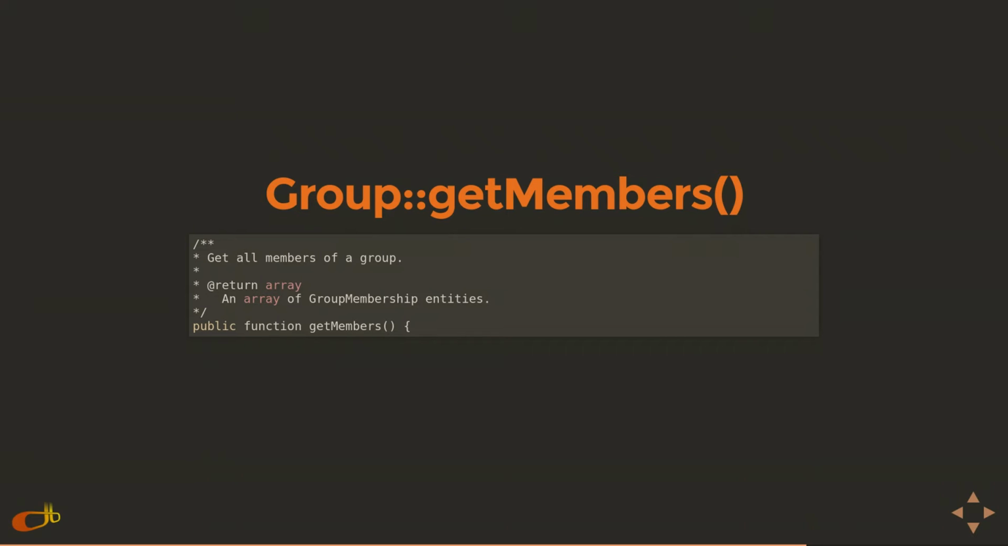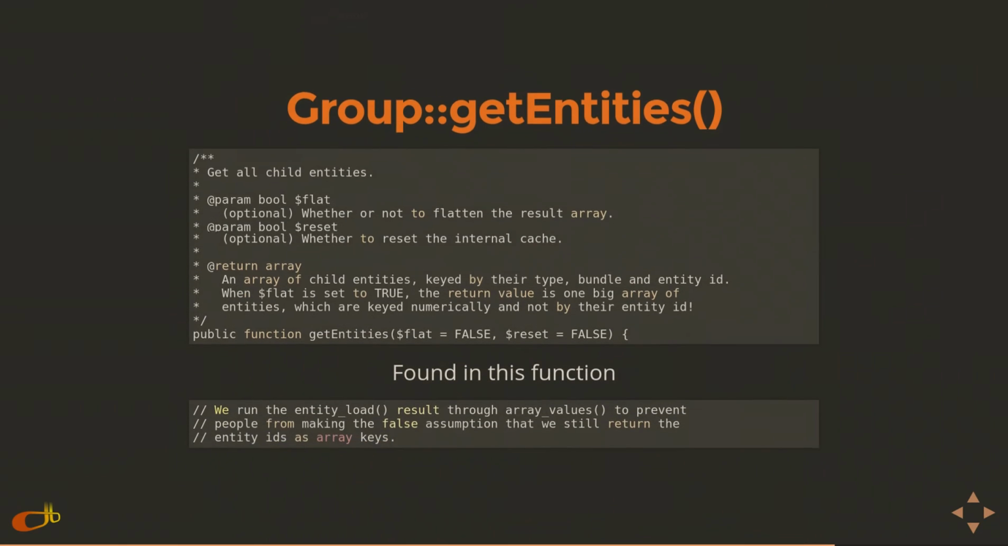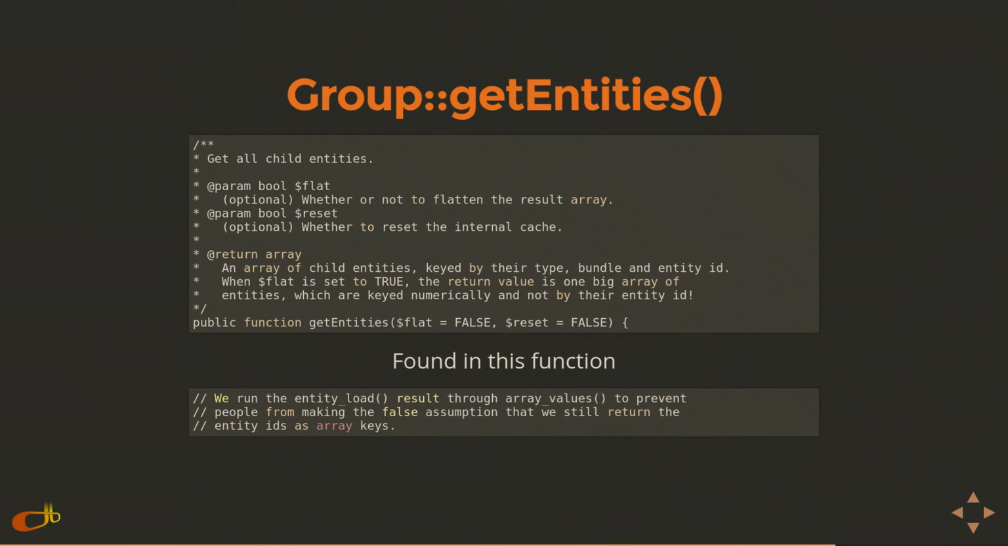What about getting members? So this is a simple function, but it still has a doc block telling you exactly what you're going to get back. You're going to get back an array of group membership entities instead of, say, getting back an array of user IDs or an array of user objects. You know exactly what you're going to be getting back here.